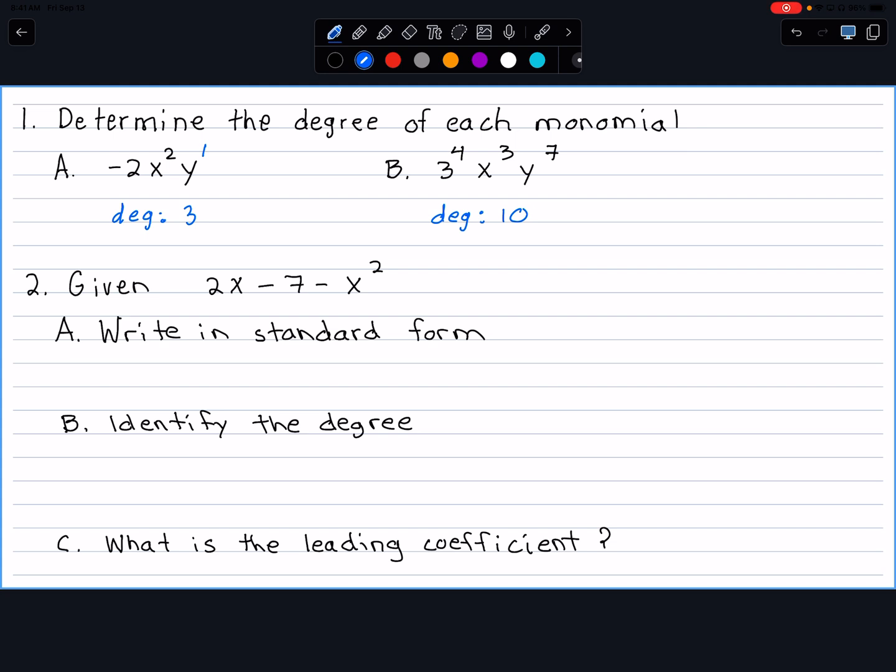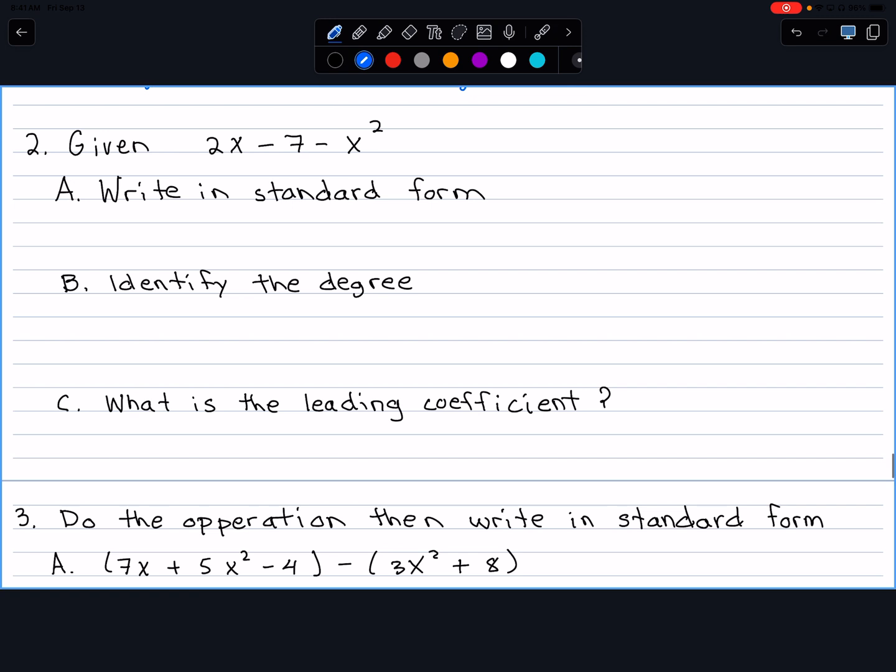Okay, next one. So we're asked to do a couple things here. We're asked to write this in standard form. So when we put this in standard form, we go in degree order, from highest degree all the way to lowest degree. So this is going to be negative x squared plus 2x minus 7.